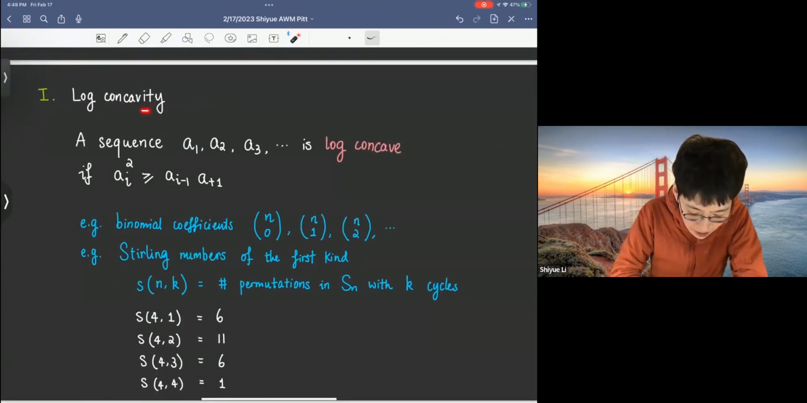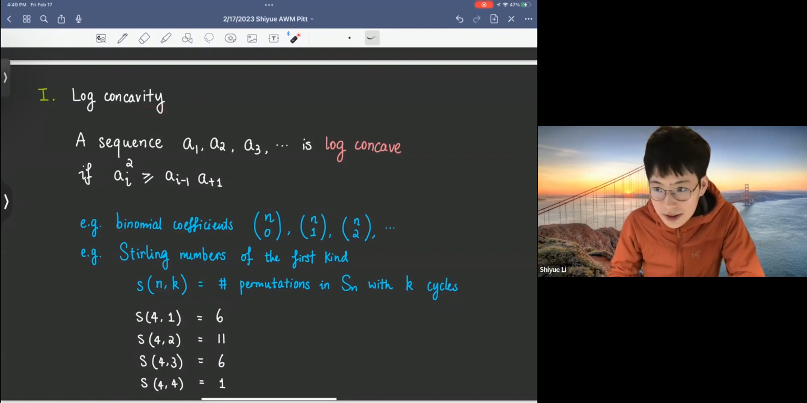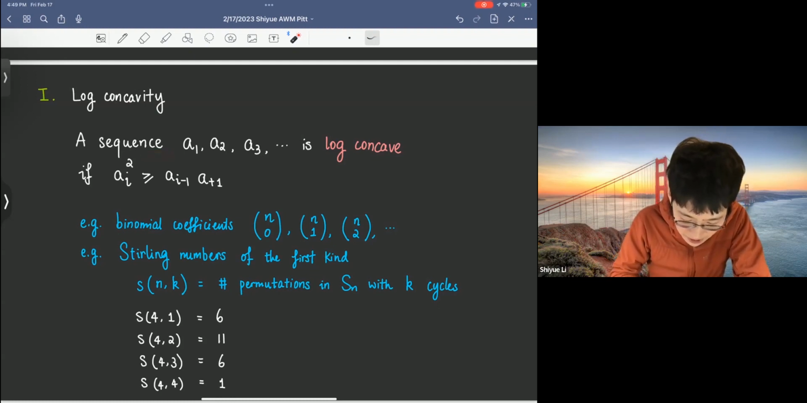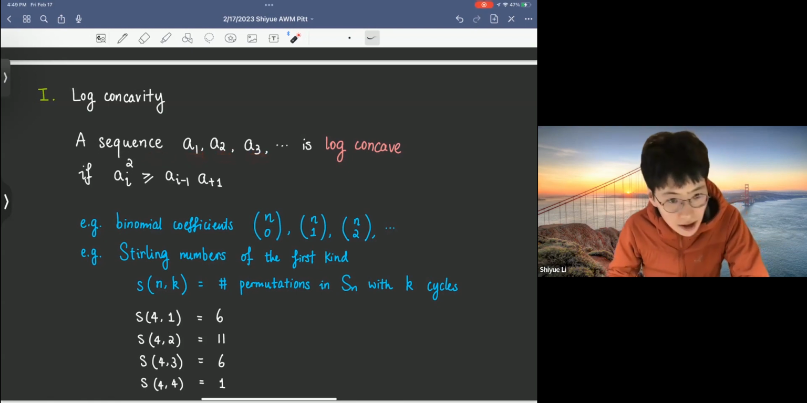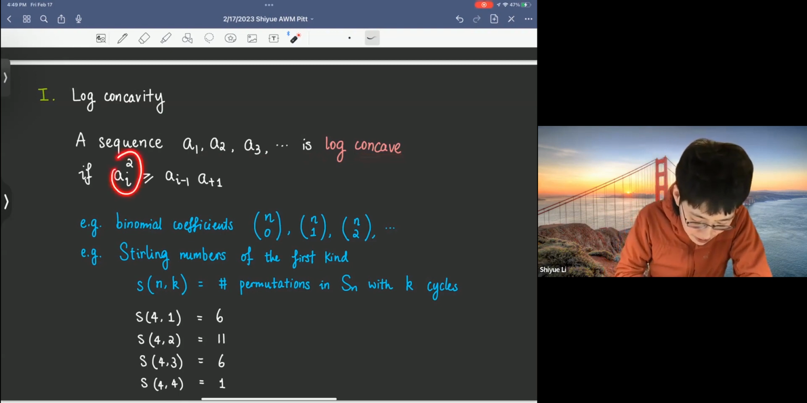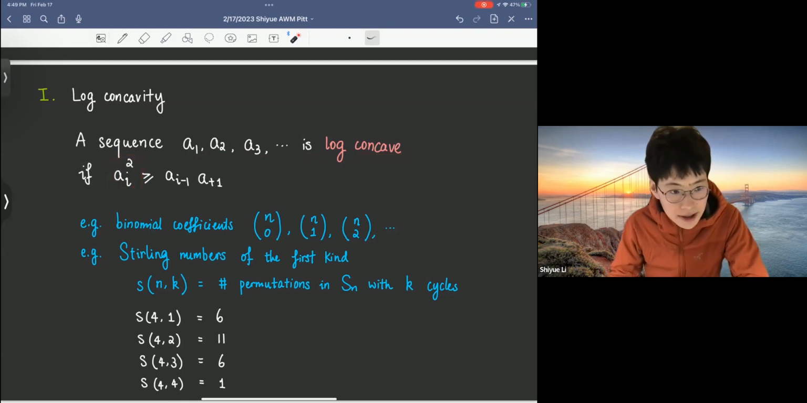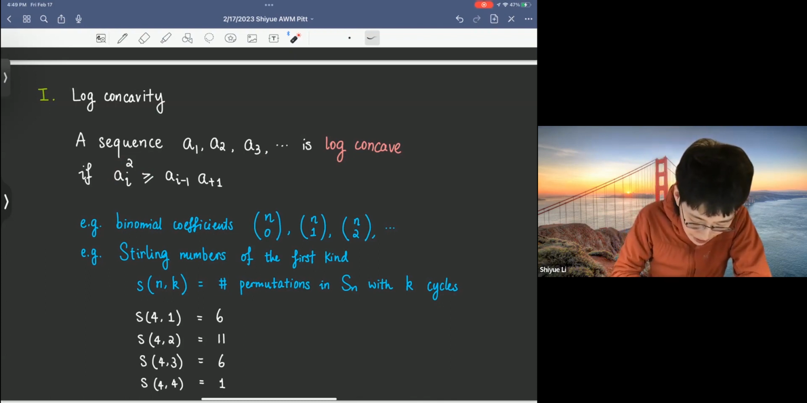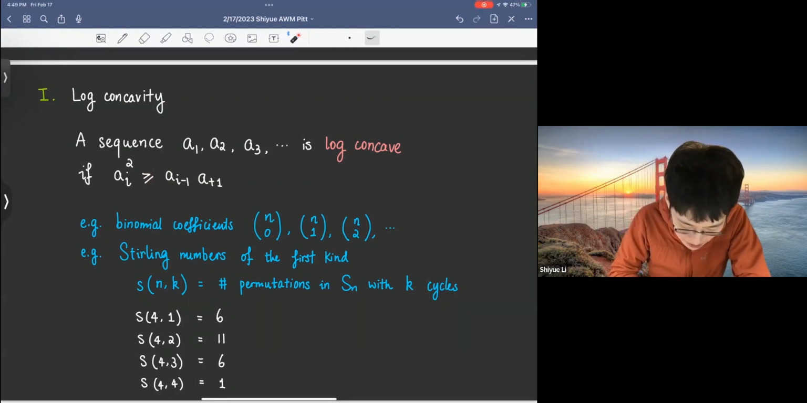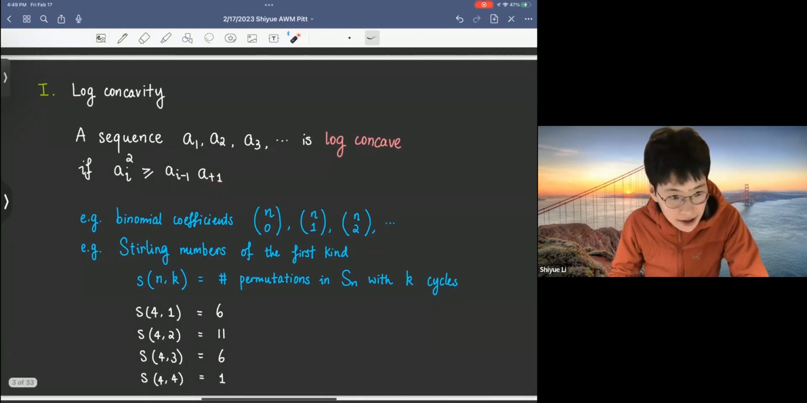So let's recall what is log concavity. It is a rather natural and ubiquitous notion in combinatorics. Usually we say that a sequence A1, A2, A3 of real numbers is log concave if you look at every item in your sequence, A_i, and you square that, and that's greater or equal to the product of its neighbors, A_{i-1} times A_{i+1}. We say that this sequence is log concave.